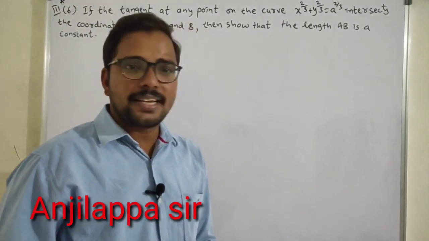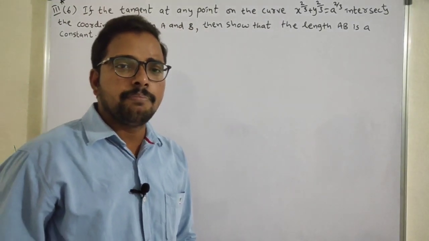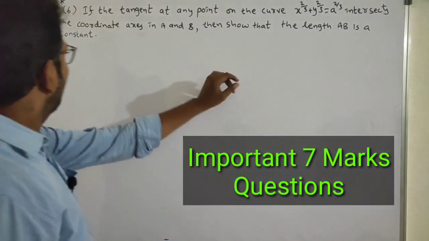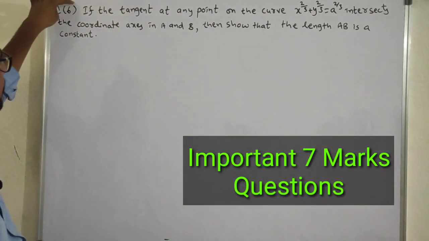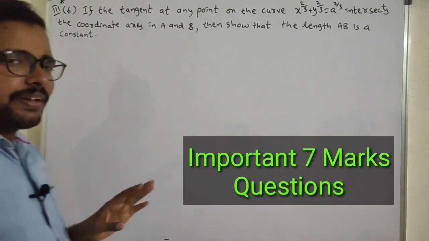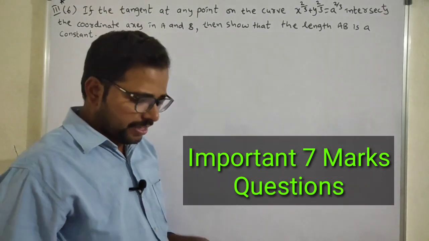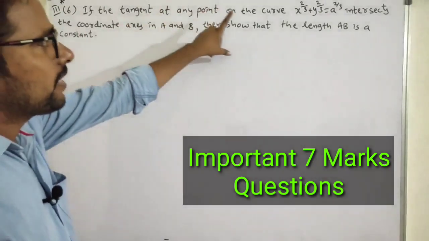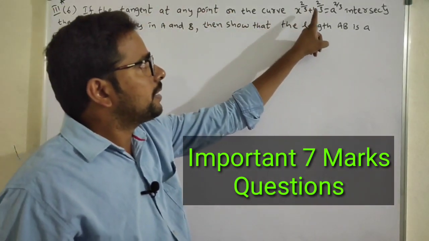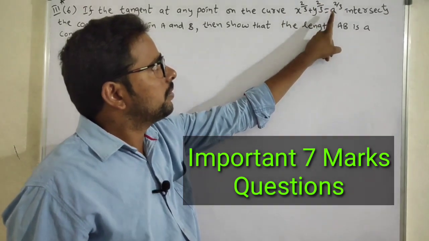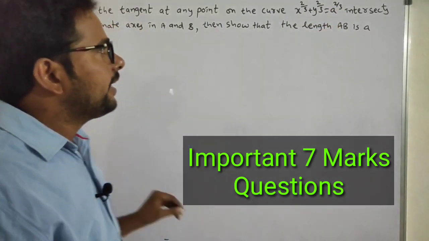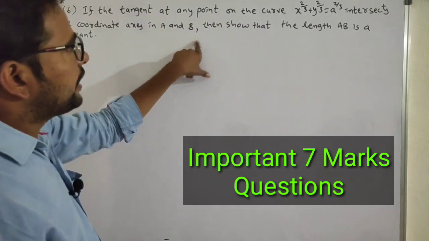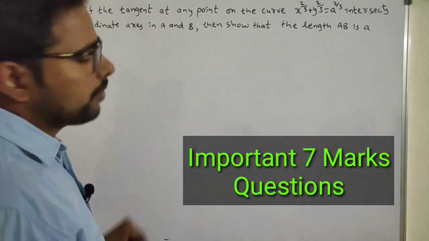In this class we will do important long questions in exercise 10b. In third bit we have sixth sum and seventh sum. These are very important long questions. Now sixth question: the tangent at any point on the curve x power 2 by 3 plus y power 2 by 3 is equal to a power 2 by 3 intersects the coordinate axes in A and B. Then show that the length AB is a constant.